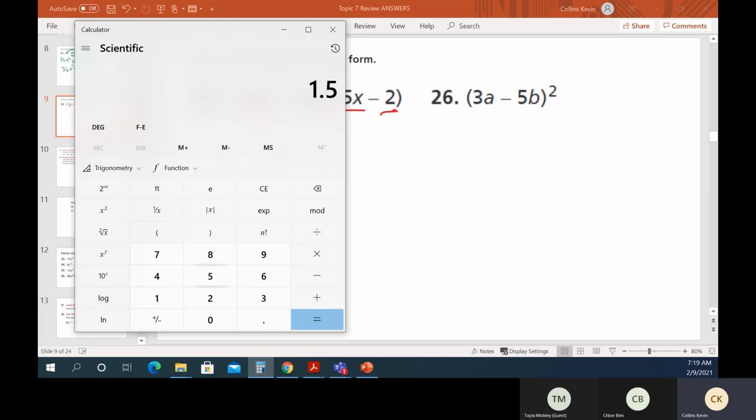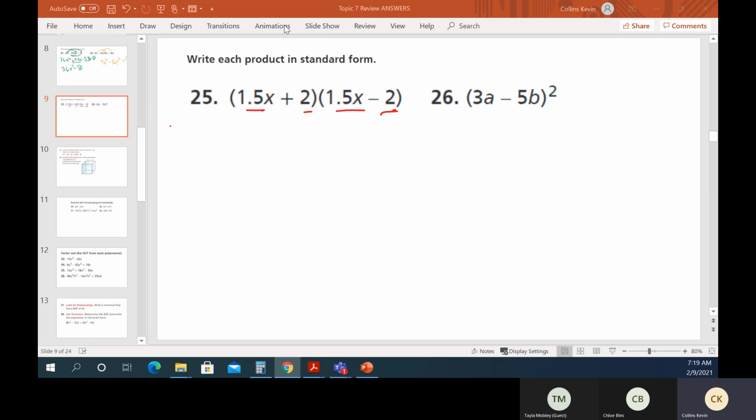So we do 1.5 times 1.5. So that's 2.25, okay? So this will be 2.25. X times x is x squared. Plus and minus is minus. 2 times 2 is 4. And that's it. It's really that easy.